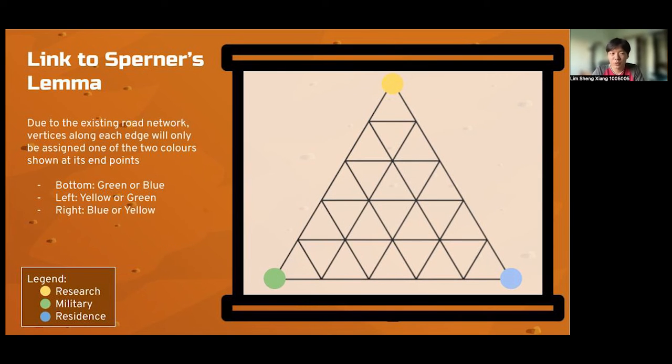Next, due to the bilateral agreement between the two bases along the edges, the vertices along each edge can only be assigned one of the two colors shown at its endpoints. So for instance, at the bottom, it can either be blue or green. On the left, it can either be yellow or green. And on the right, it can either be blue or yellow.